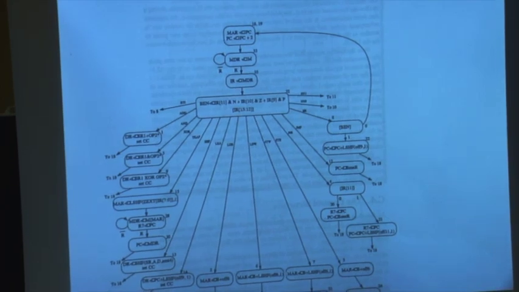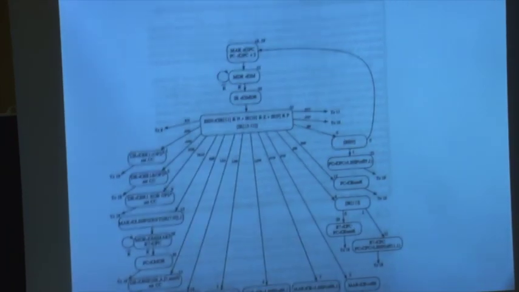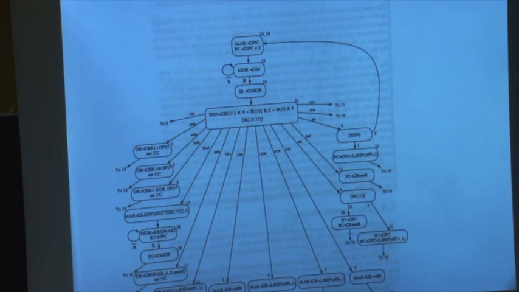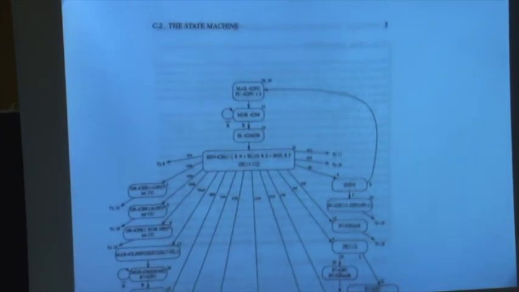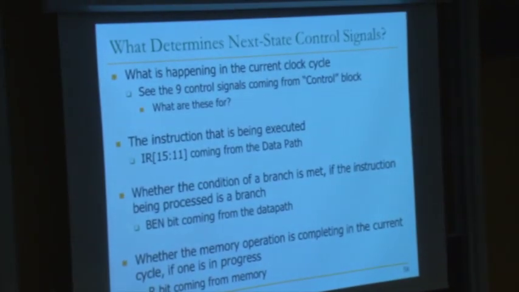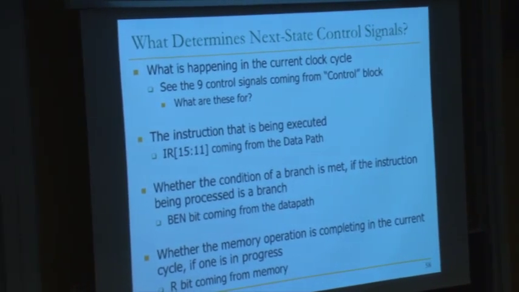At least in this microarchitecture. You don't have to design it this way, right? But this design is elegant because branch enable is computed much earlier. In this state, you only need to check branch enable. That's it. OK, let's see. There's also, well, we've already seen that, whether the memory operation is completing in the current cycle, if one is in progress. That's the R bit coming from memory.